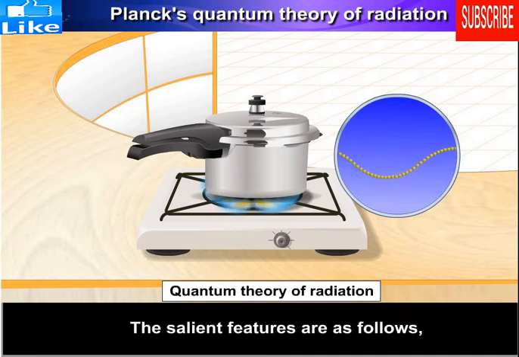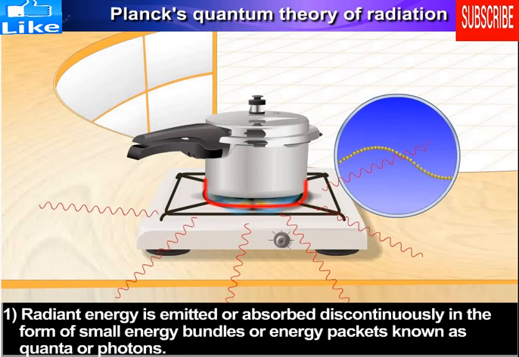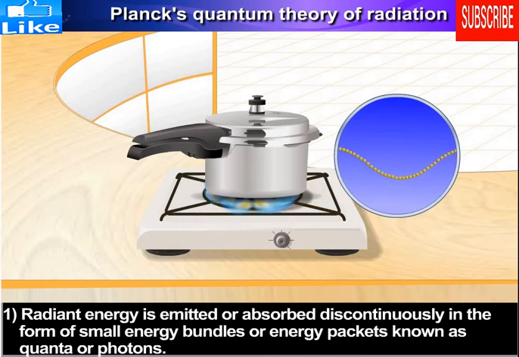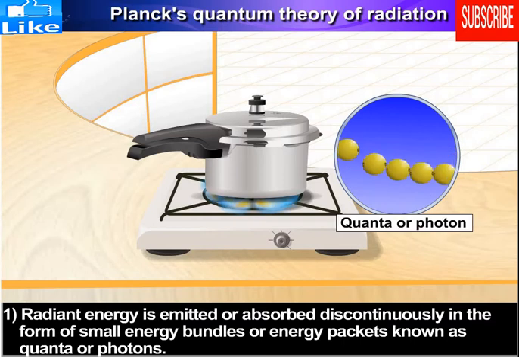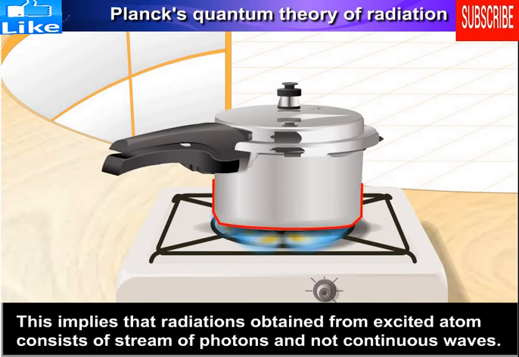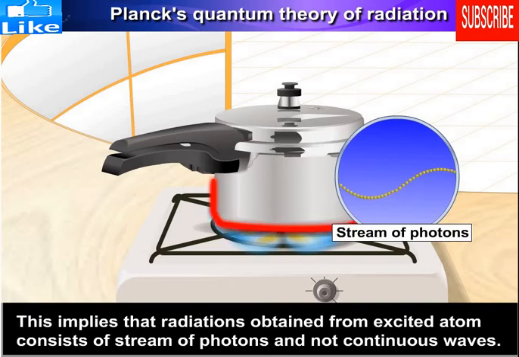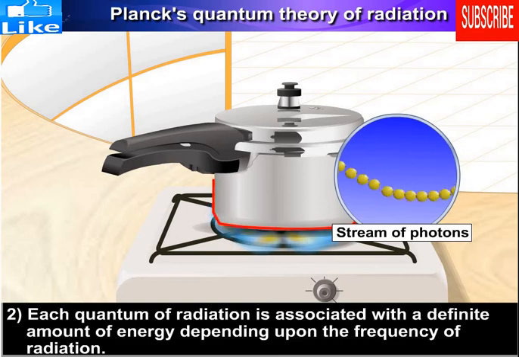The salient features are as follows. 1. Radiant energy is emitted or absorbed discontinuously in the form of small energy bundles or energy packets known as quanta or photons. This implies that radiations obtained from an excited atom consist of a stream of photons and not continuous waves. 2. Each quantum of radiation is associated with a definite amount of energy, depending upon the frequency of radiation.